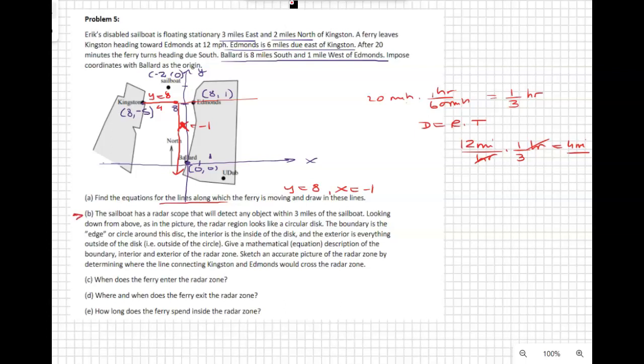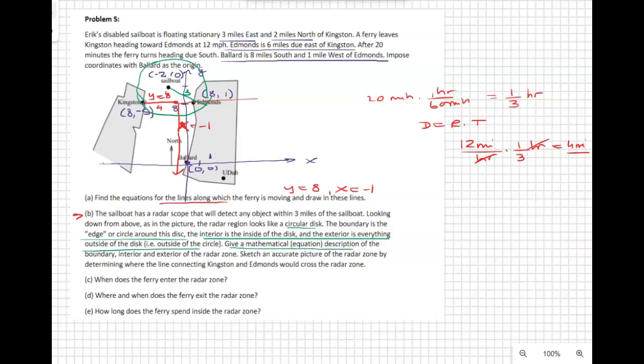Part B. The sailboat has a radar scope that will detect any objects within 3 miles of the sailboat. So this sailboat has a radar. If I make a little circle here, that's the range of the radar. It's 3 miles. Looking down from above as a picture, the radar region looks like a circular disc. The boundary is the edge of the circle around the disc. The interior is the inside of the disc and the exterior is anything outside.